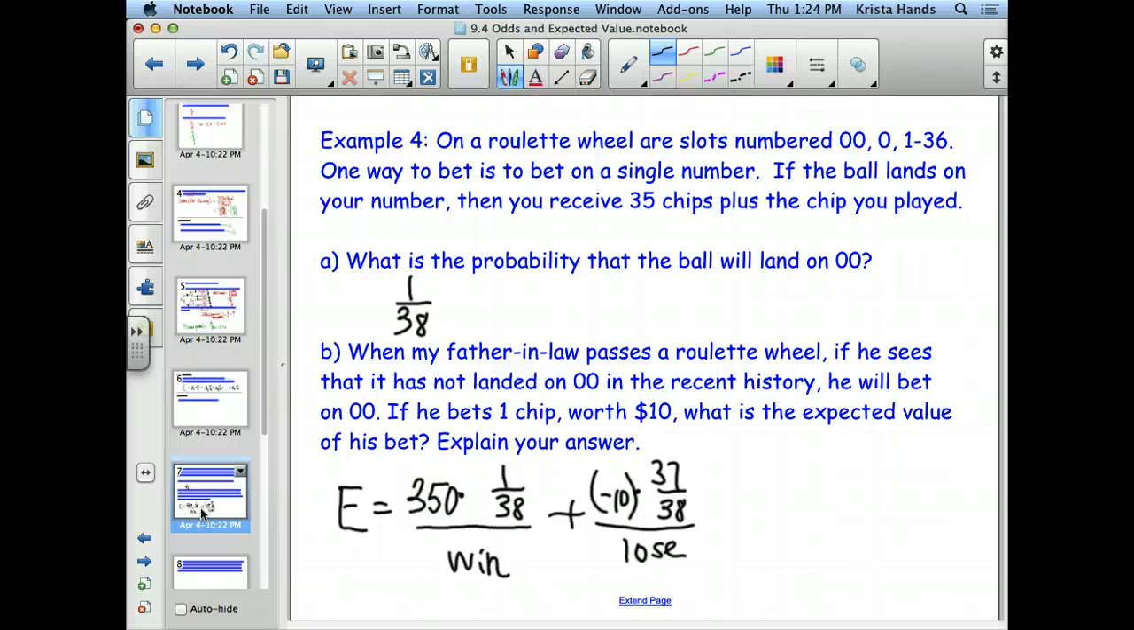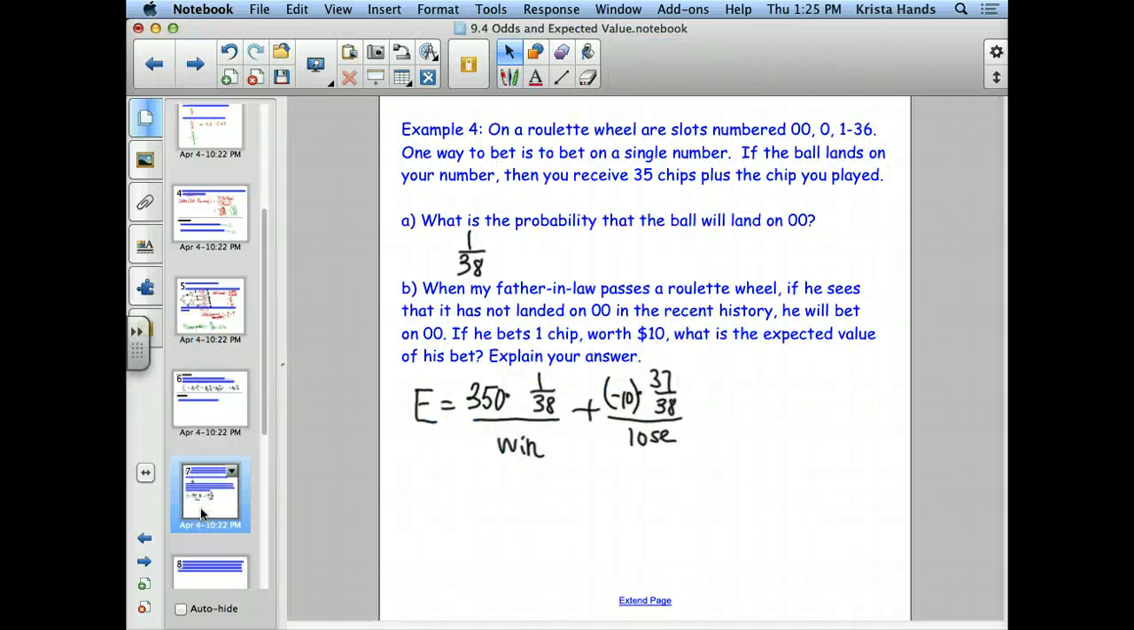Okay? Now we're going to do a little bit of multiplication. Grab out your calculators if you will. We're going to multiply these together and add them, and figure out what we have when we do that. Some of your calculators will allow you to enter all of this at the same time. If so, that's fabulous. If not, you can do it in stages. I need 350 times 1 over 38. And I need negative 10 times 37 over 38.